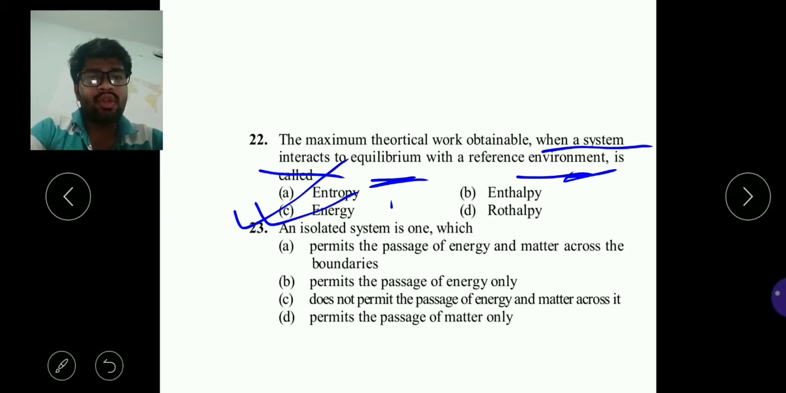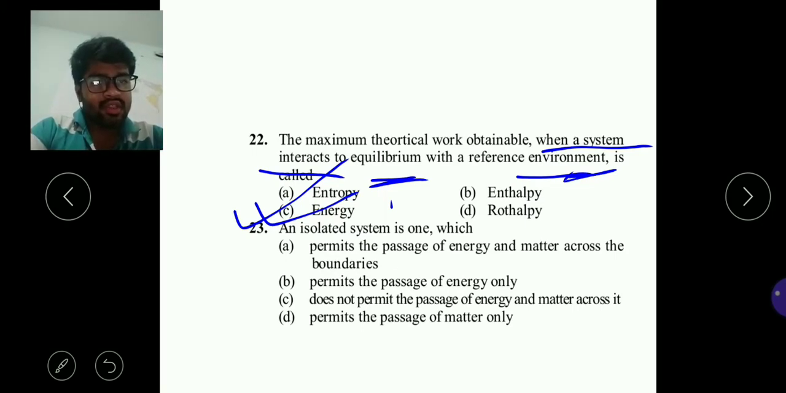Okay, so there will be no interaction of energy or mass in an isolated system. Likewise, in an open system, there will be interaction of both mass and energy. And in a closed system, there will be only interaction of energy, but no interaction of mass.